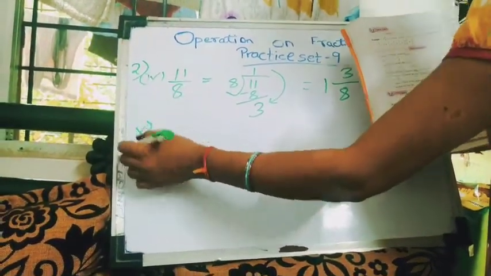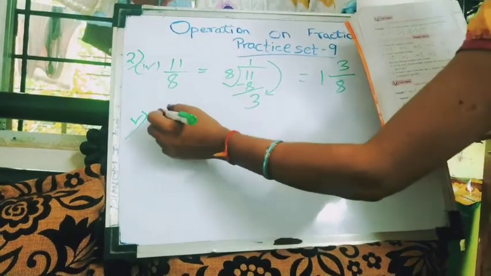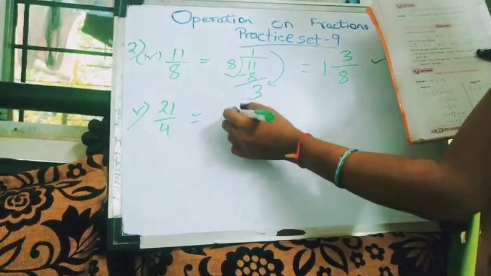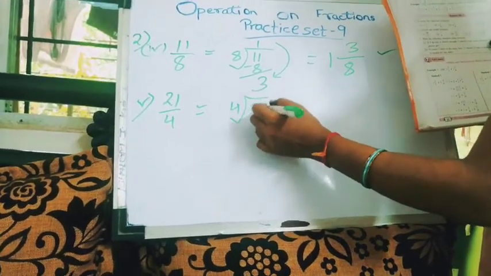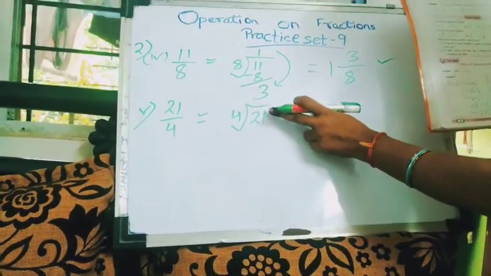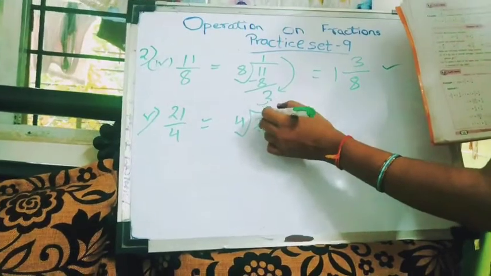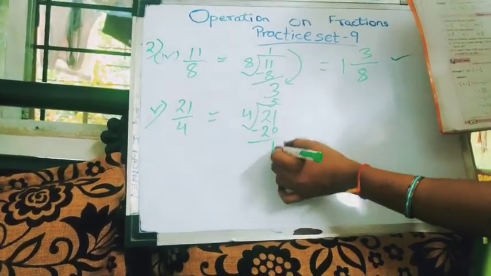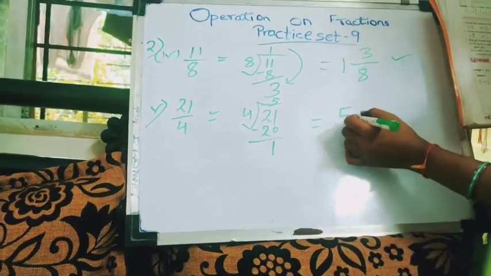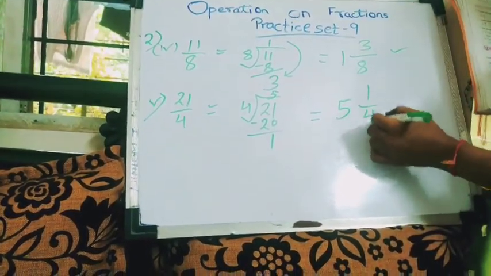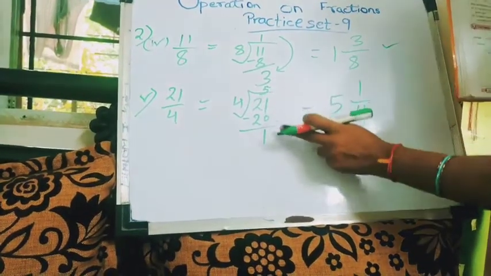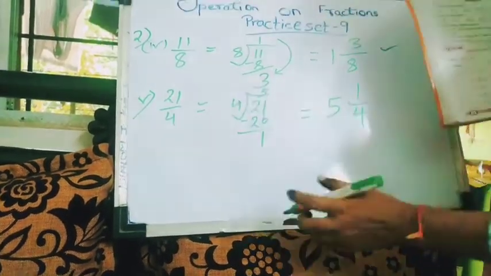Number 5 is 21 by 4. Divide by 4. 4 4 is 16, 4 5 is 20. 21 minus 20 is 1. It means you can write 5 upon 1 by 4. You always start from here. 5 upon 1 by 4, just like that.